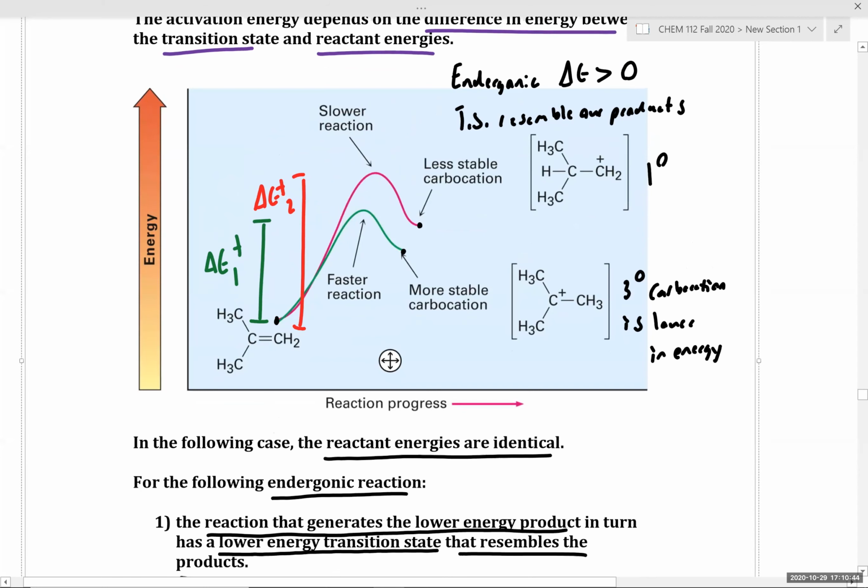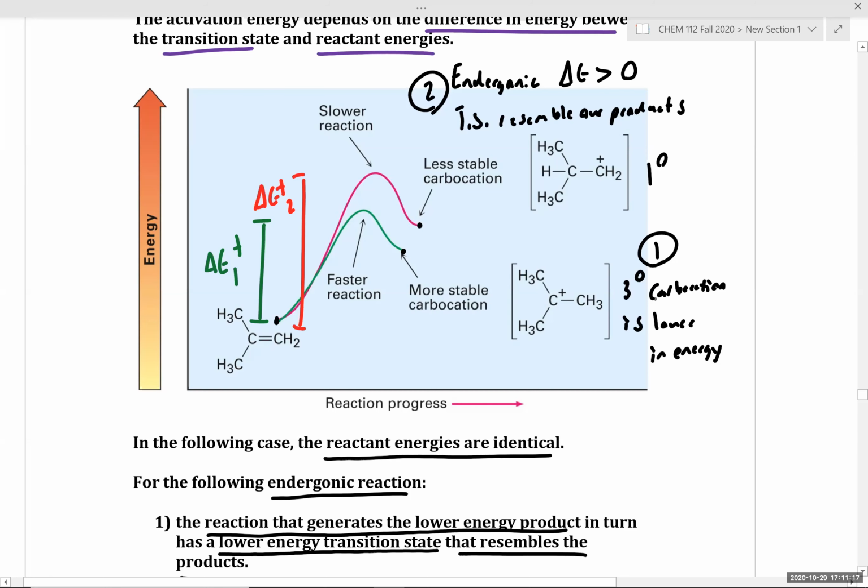So let's unpack this one more time. We have the same reactant, two unique products. We've analyzed our products and we noted that the tertiary carbocation is lower in energy. That's the first thing that we need to know. Next, because this reaction is endergonic, the transition state will resemble our products. As a result, the relative energy of our transition state closely matches the relative energies of our products.